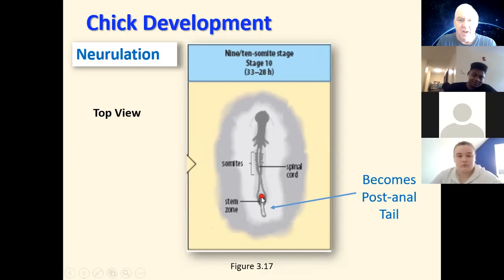And once that Hensen's node gets all the way to the end, it stops, and all the cells below that become the postanal tail. Now here you can see the somites have formed, and neurulation will produce the spinal cord, and somites will be the bone around the spinal cord, the vertebrae, and then the lateral parts of the skeleton of the body plan.